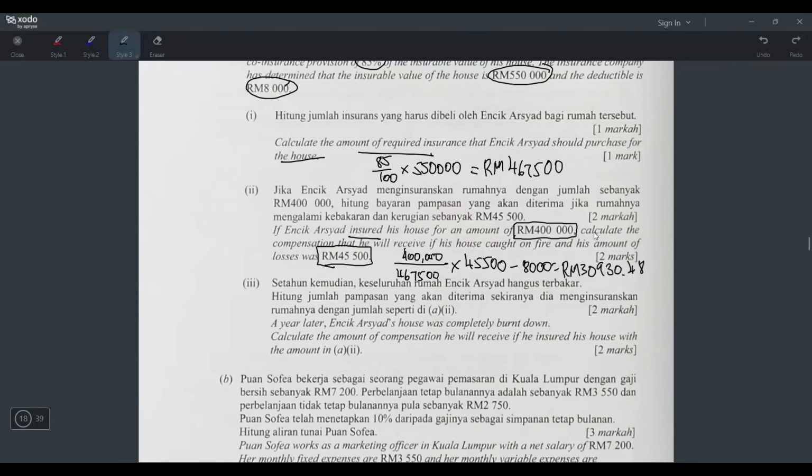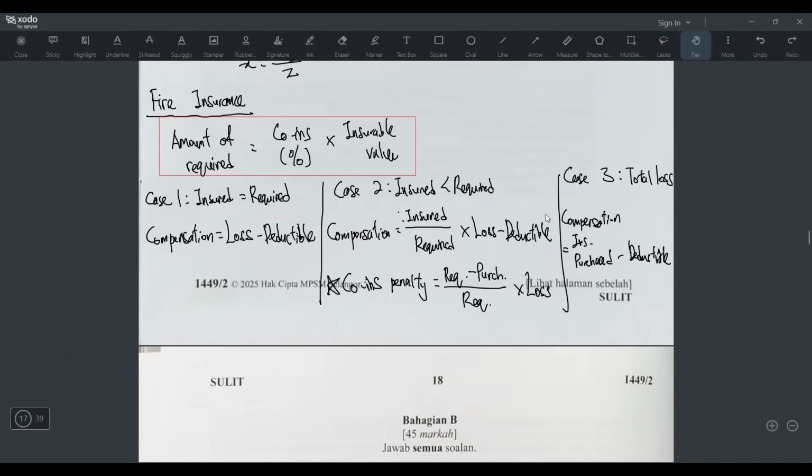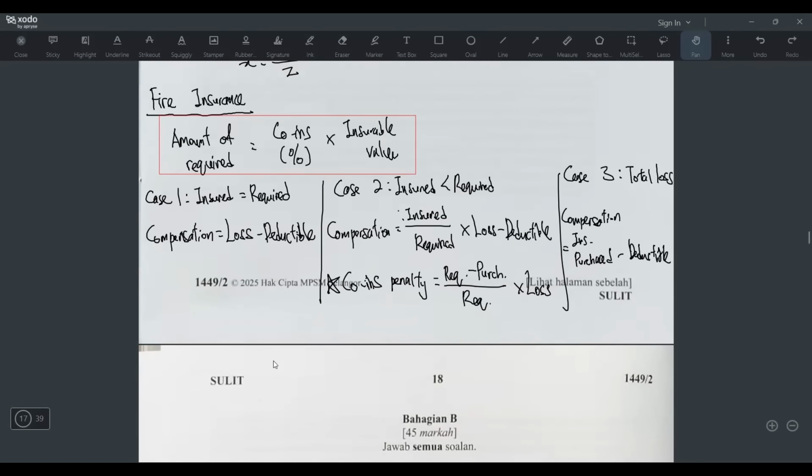So that's how easy it is. That's it. Alright, the next question. A year later, Encik Arshad's house was completely burned down. It means he suffered total loss. Completely burned down means the whole house got burned, so nothing left. So it's case 3, total loss. Later, if they want compensation, I will take insurance purchase minus deductible.